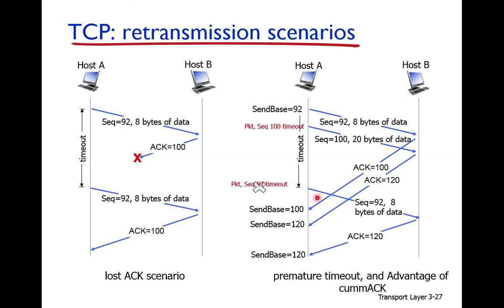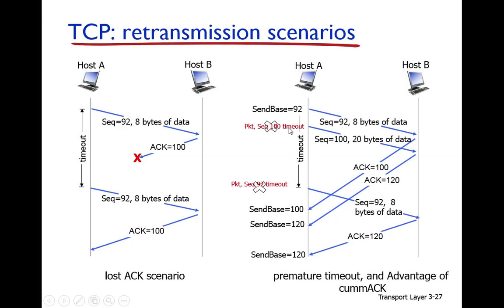Now when acknowledgement 120 is received, it means that this packet is also received, because it contains the data from 100 to 119 bytes. So when it is also received, its timeout will also be stopped.